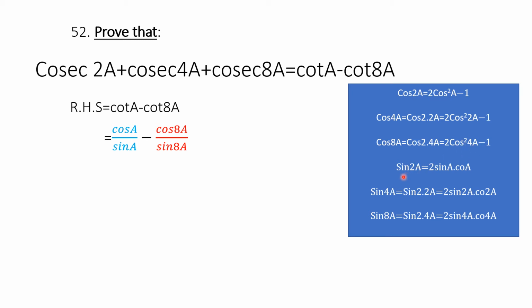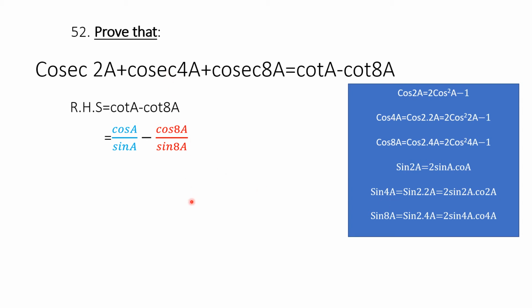Similarly, if we have sine 2a, then we know sine 2a is 2 sine a into cos a. But if we have sine 4a, we can write sine 4a as sine 2 into 2a, which is again 2 sine 2a into cos 2a. And if we have sine 8a, we can write this as sine 2 into 4a, which is 2 sine 4a into cos 4a. So please take your time to go through these formulas, because we should apply these formulas in this question frequently.